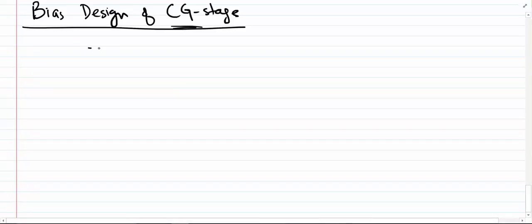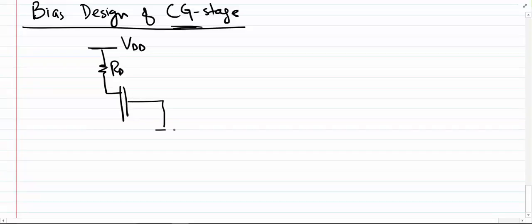So let me redraw the common gate stage. We have VDD over here, we had RD, which was connected to the drain of the MOS. The gate was connected to the voltage supply V0. That was our initial circuit diagram. Now we want to generate this V0 using the VDD only.